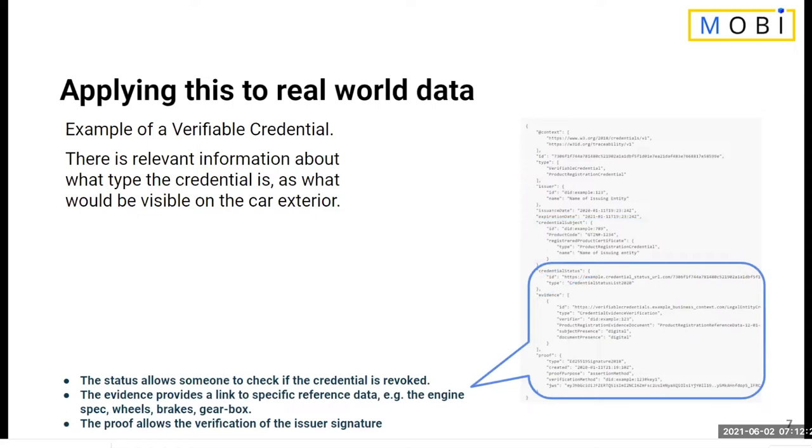And then below, you see the credential status. The status allows someone to check if the credential actually has been revoked, right? If it has an expiration date, you know that past that date, it's no good anymore. But for example, if you have a driver's license and the driver's license has been, quote unquote, taken away from you, that just means that your driver's license has been revoked. The expiration date is still in the future. So if you want to check whether a driver's license is valid, you not only need to check the expiration date, but also check whether it has been revoked. So that's what the credential status is for.